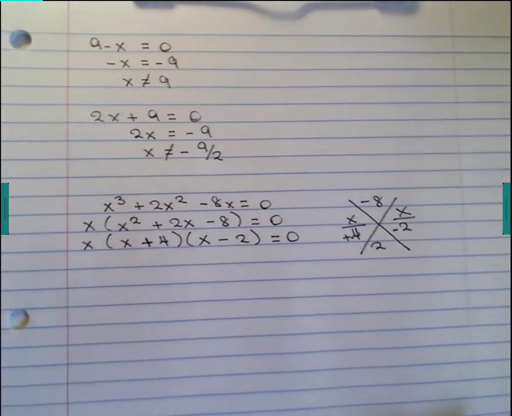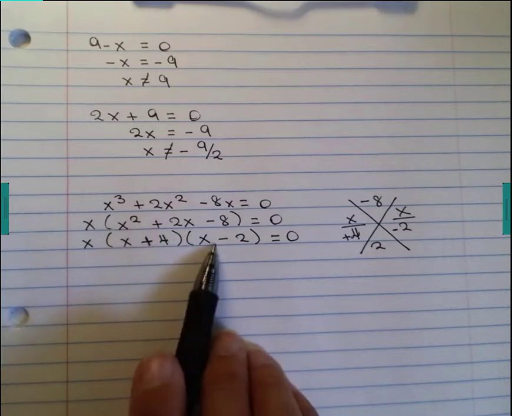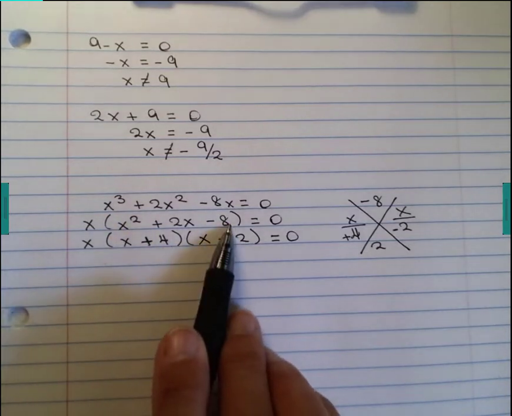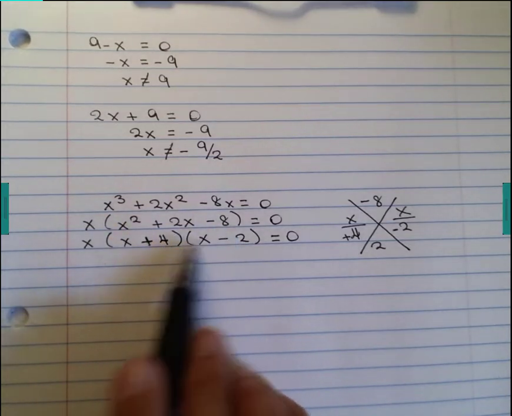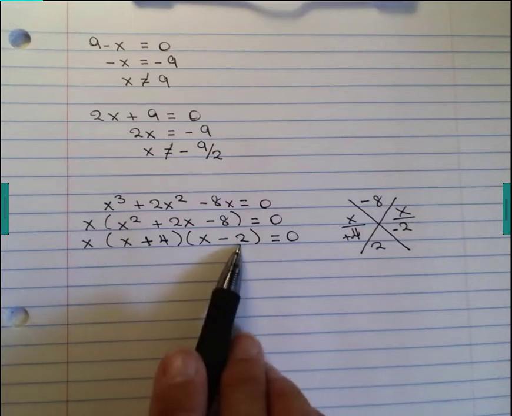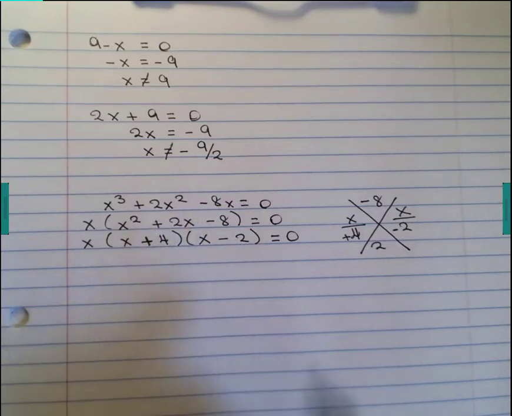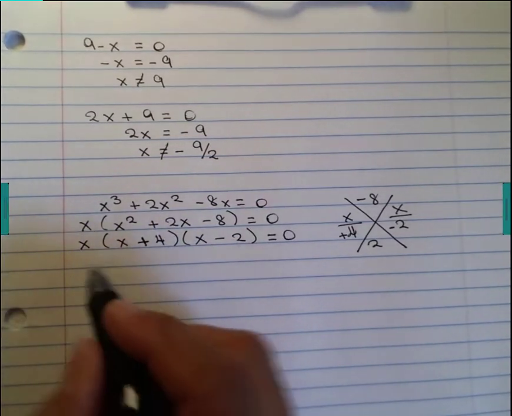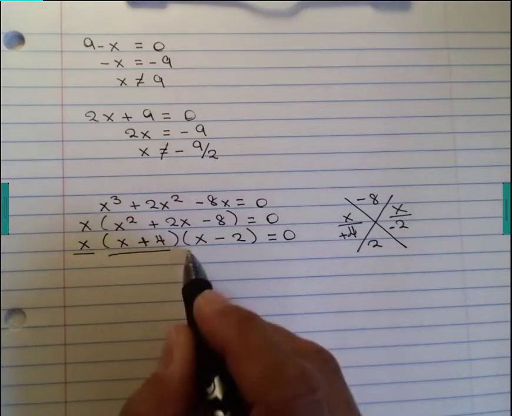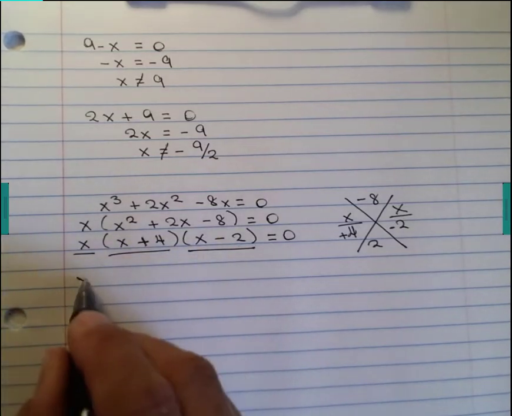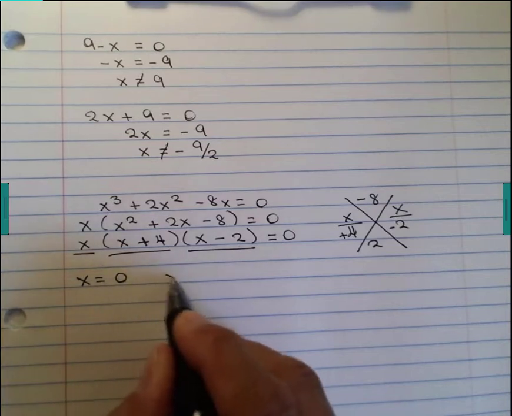I would FOIL this to check it. And it works. X times x is x squared. 4 times negative 2 is negative 8. Inside would give me 4x. Outside would give me a negative 2x. When I combine those, I get a positive 2x. So I have 3 factors. Here's 1, here's 2, and here's 3. And I'll set each of those equal to 0 and solve them.